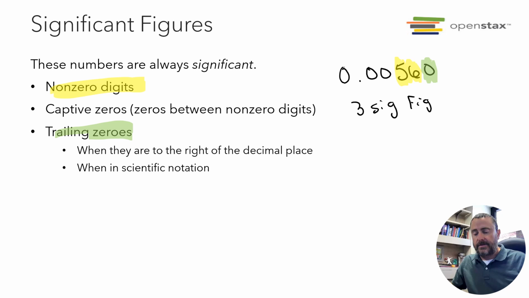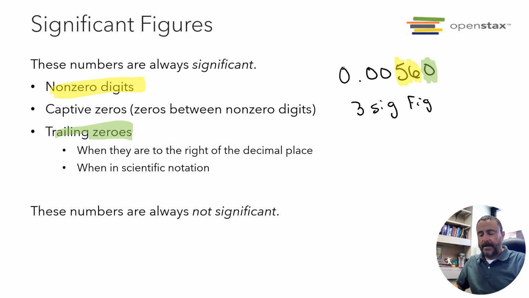All right, this has 3 significant figures to it. Now we might be looking at it and you might be like, okay, well, what about those zeros that were out in front, those leading zeros? Leading zeros are not significant. And you might be like, well, why are those not significant?